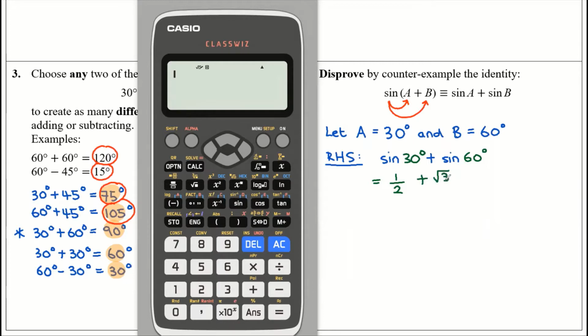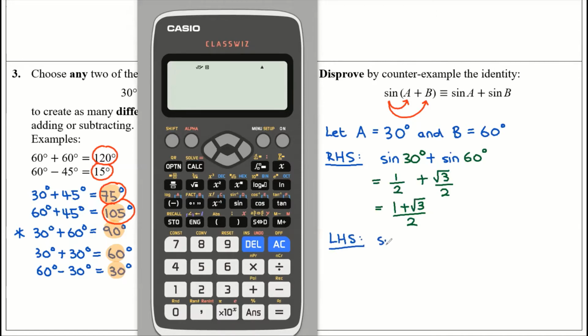√3/2. And if we add them together as a single value, that'd be 1 plus root 3, which is irrational, of course, over 2. So that's on the right-hand side. Now, for the left-hand side, we can consider that separately. If this identity is true, we should get the same answer, shouldn't we?